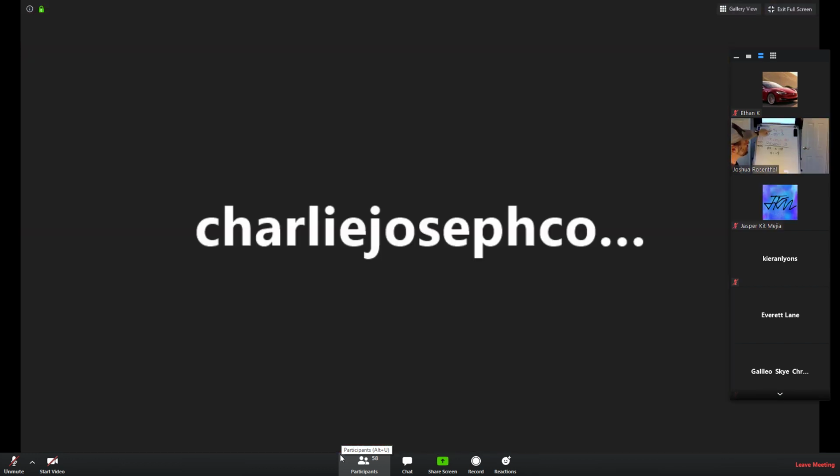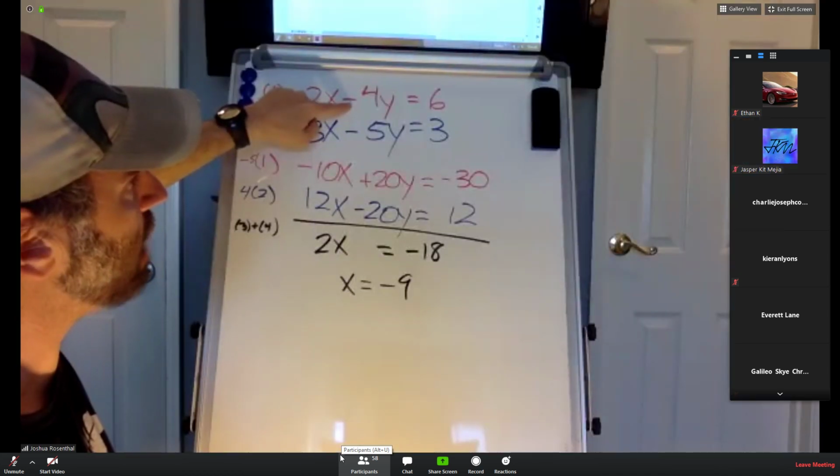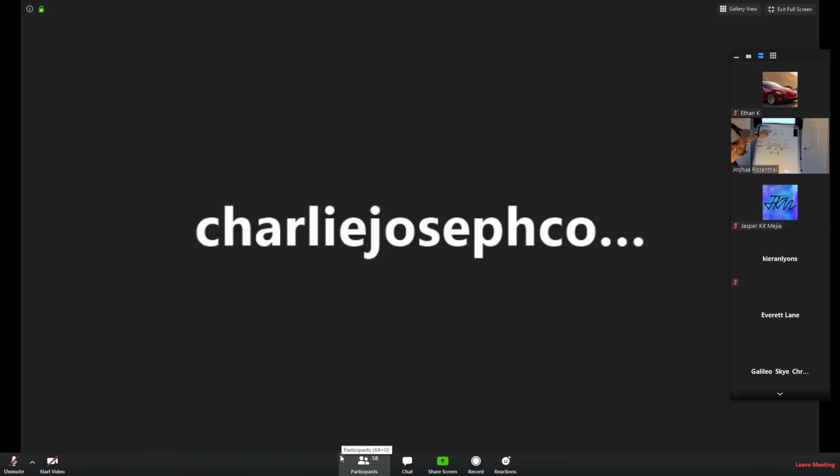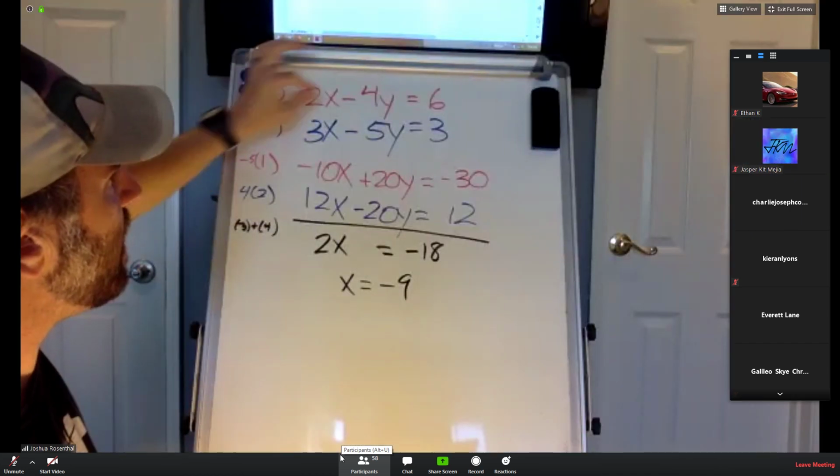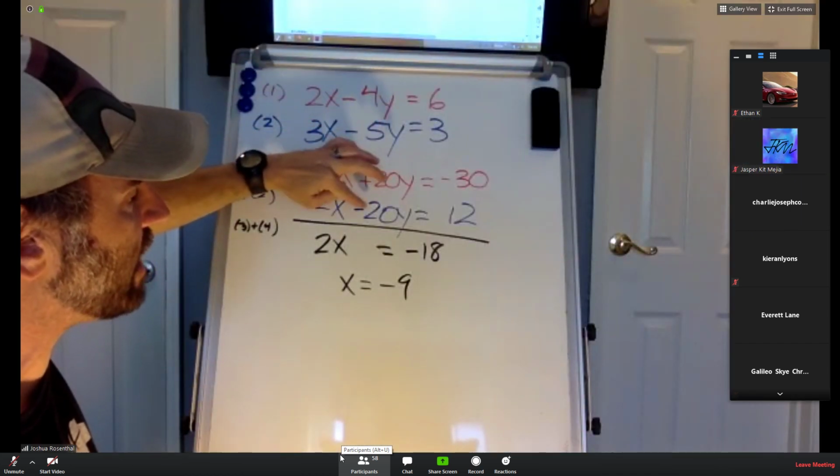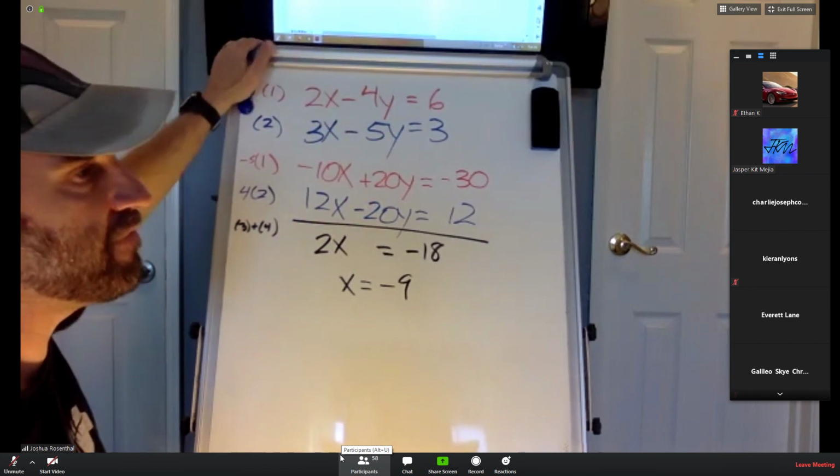Oh, I messed it up. See, in the beginning of the problem, it was minus and minus. I multiplied by negative 4 instead of just regular 4. If I multiplied by positive 5, I would have gotten negative 20 and negative 20. And when you add them, you would get negative 40.